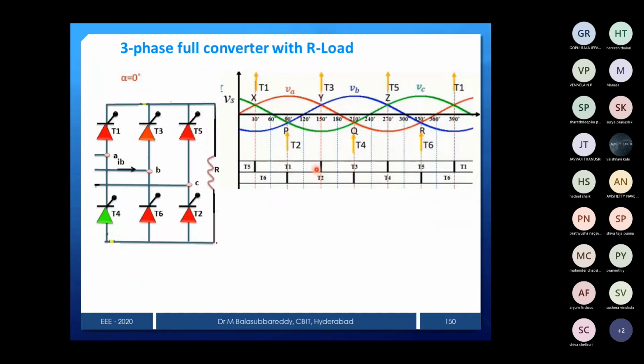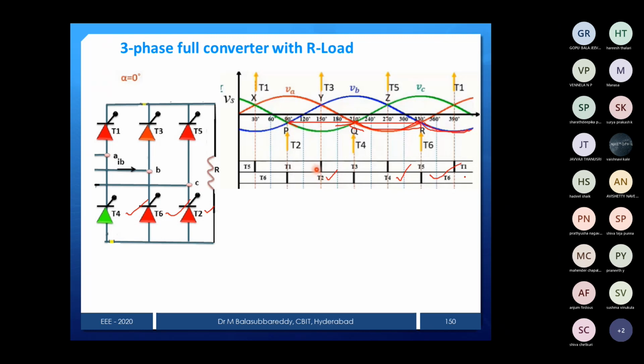Similarly for the negative group devices, you can see this is the starting point, and up to here it is more negative. Which phase? This phase is the C phase. C phase more negative means T2. That's why we represented it as T2. And the red one is more negative from here to here, meaning Q to R. Red is VA, and VA is connected to T4. That's why we represented T4. And then blue is more negative here, which is connected as the B phase. B phase more negative is T6.